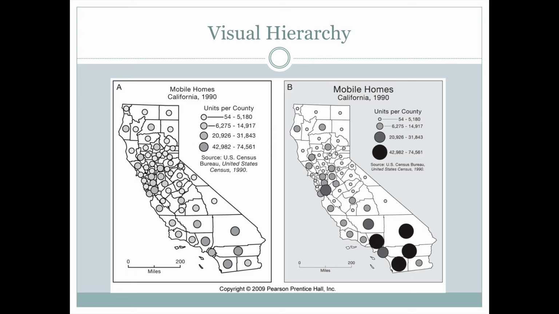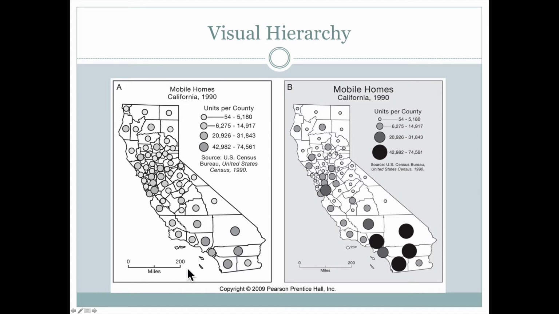Visual hierarchy is different. Visual hierarchy is what comes to the foreground of your map. What is the most bold? What is the salient or the most important message that people should be getting from your map? And in this map here of where mobile homes are in California, we can see how it's improved with better visual hierarchy. Some things that they've done here, they've decreased the width of the lines for the various counties here.